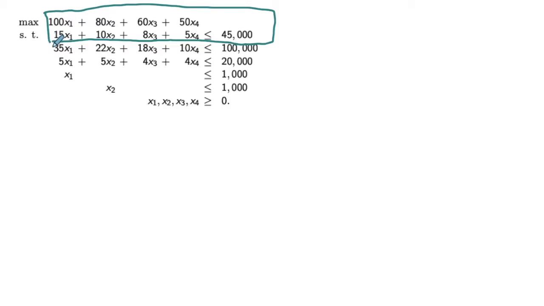In fact, we know from the simplex method that we'll only have one basic variable here, so only one variable will have a positive value. And it is clear that this variable has to be the one with the highest return, meaning the highest ratio of the coefficient in the objective to the coefficient in the constraint. If we look at the ratios for all the variables, we have 100 over 15, 80 over 10, 60 over 8, and 50 over 5. The highest one will be 10 for x4.